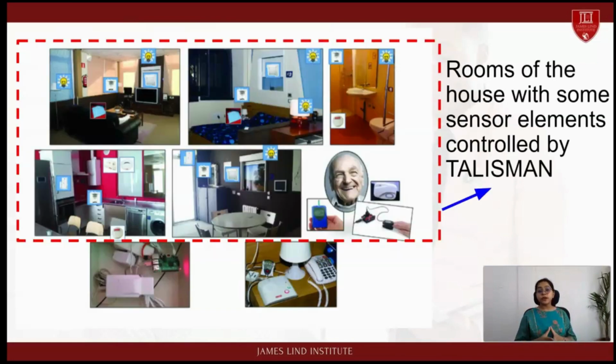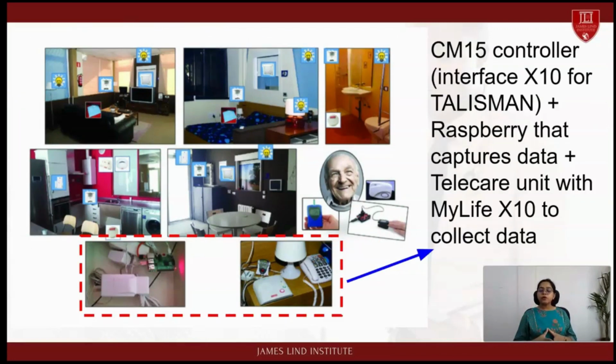Now in these pictures you can see the first 5 pictures, as highlighted with this red box. We have different rooms of that home. We have hall or living room, bedroom, bathroom, kitchen, and there are different sensors that are placed, controlled by this Talisman system. Now you can see the last 2 pictures.